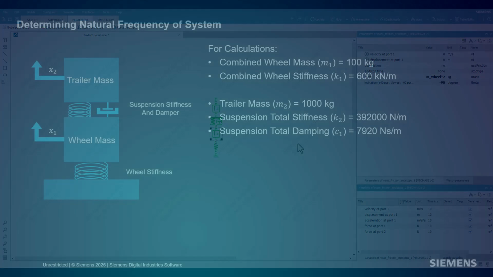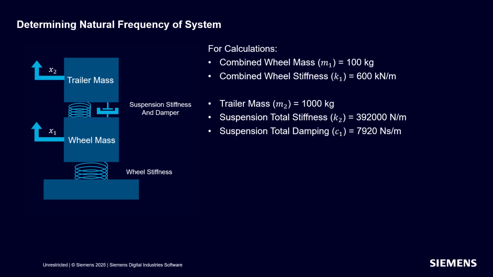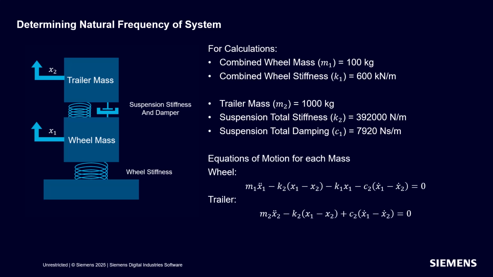is vertical. Looking at the problem mathematically, the system has 2 degrees of freedom. Each mass has respective forces moving on it, with the wheel mass experiencing force from the tire stiffness, suspension stiffness, and suspension damper. The trailer mass is experiencing forces from both the suspension stiffness and damper. Using Newton's second law with no forces acting on the system, equations of motion for each mass can be found.